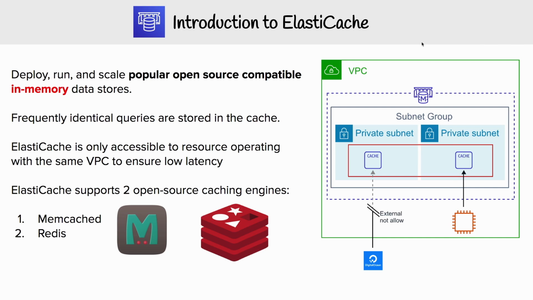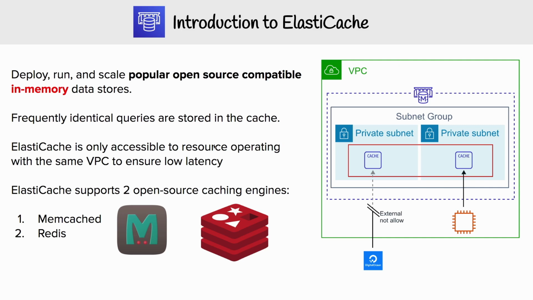So with ElastiCache, we can deploy, run, and scale popular open source compatible in-memory data stores. One cool feature is that it will frequently identify queries that you use often and will store those in cache, so you get an additional performance boost.